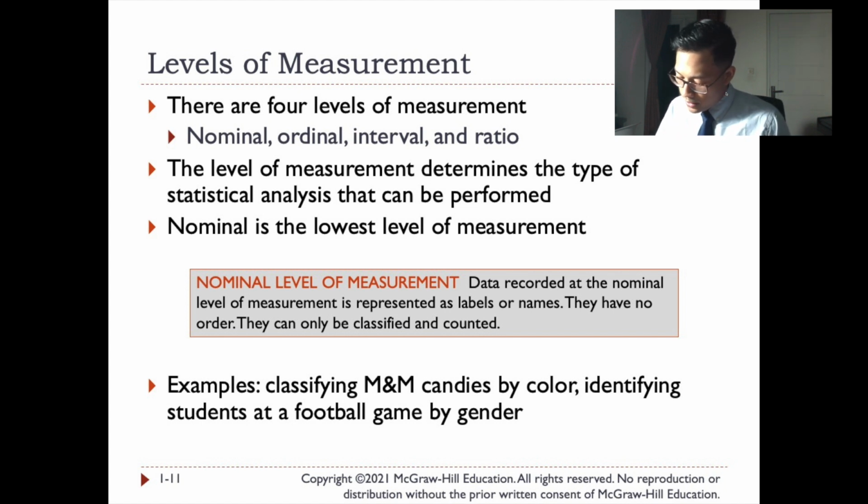Okay, so nominal level of measurement: data recorded at the nominal level are represented as labels or names. They have no order. They can only be classified and counted, such as, for example, eye color or the brand of TV. Those are examples of nominal level variables. Another example is identifying students at a football game by gender, or classifying M&M candies by color: blue, green, red, yellow, and so on and so forth.